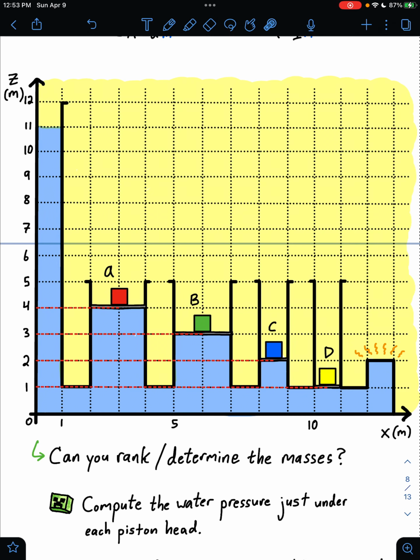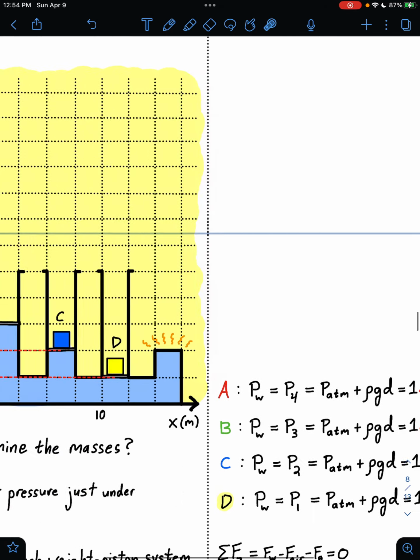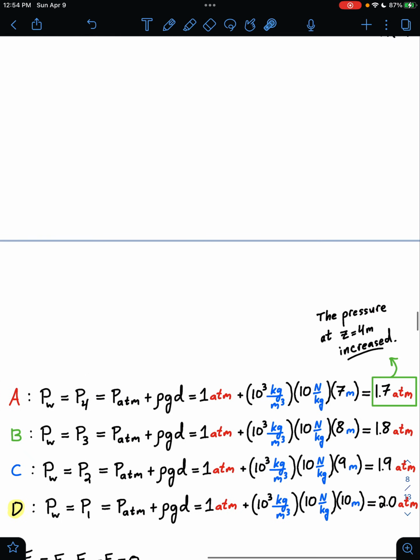So if we can compute the pressures here, here, here, and here, then we know the pressures just underneath each of those pistons. So at point A, the water pressure is the same as the pressure at a Z value of 4 meters. And at 4 meters, the pressure here will be equal to the atmospheric pressure plus rho g d for this depth. So we're at a depth of 7 meters there at this position. B will be at a depth of 8 meters, C is at a depth of 9 meters, and D is at a depth of 10 meters.